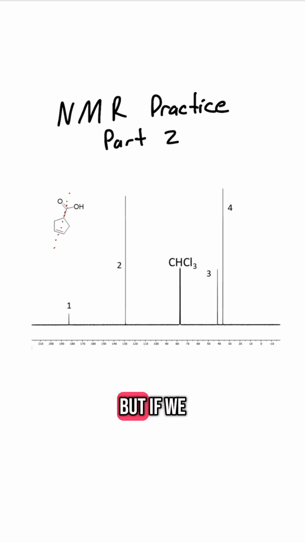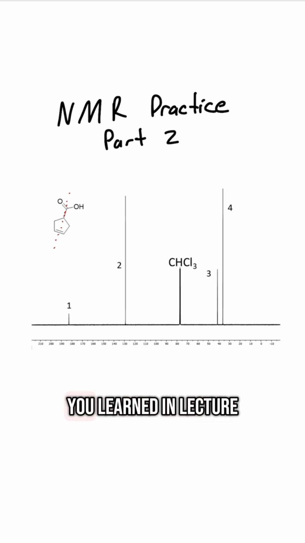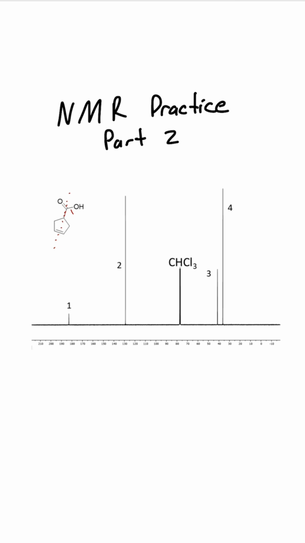If we look here, it's at roughly, let's call it 185, give or take. And if you remember anything from what you learned in lecture, that is smack dab in the middle of the carbonyl region for carbon NMR. So, do we have a carbonyl in our structure? Yes, we do, and it's right here. So, number one is our carbonyl, and then next, let's go to two here.